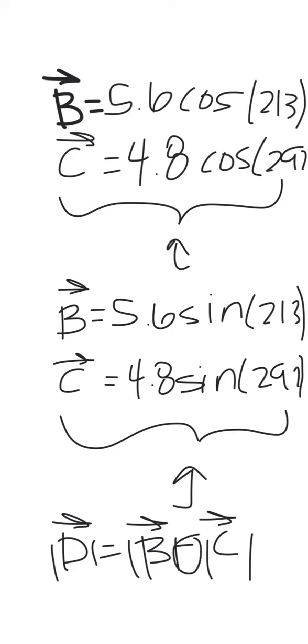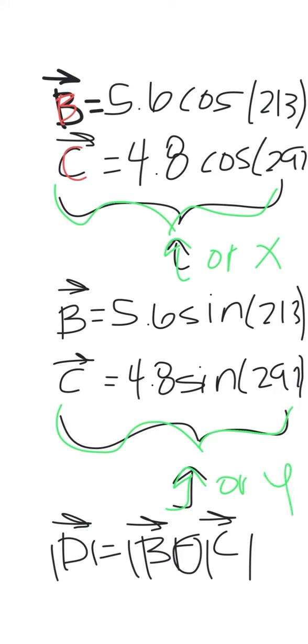So up here, I already have written the values of B in the I direction, or X, the X values of B, and the X values of C. And here I have written the J values of B and C, or the Y values of B and C. As you can see, the X values of B and C use cosine, and the Y values of B and C use sine. Even though the numbers are the same, the values are going to be different because we're using cosine and then sine.